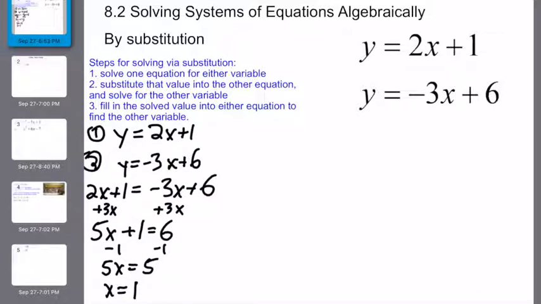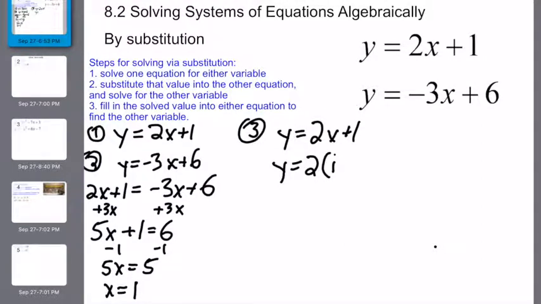We go on to step 3, which is fill in this solved value into either equation to find our other variable. So we can use again whichever equation. I'm going to use the first one. We have y equals 2x plus 1. I'm going to plug 1 in wherever I have an x. We can go ahead and solve that. So we get 2 plus 1, so y equals 3.